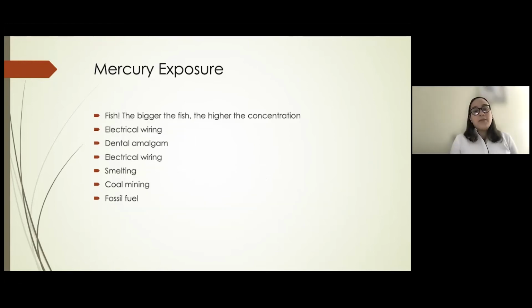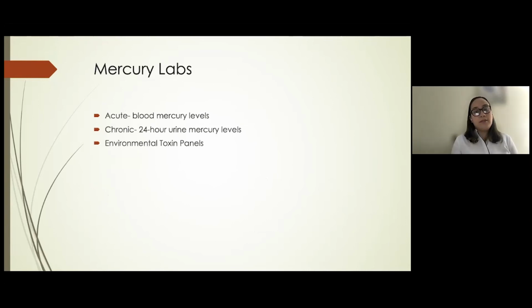Mercury exposure, obviously fish: the bigger the fish, the higher the potential for more mercury in that fish. Electrical wiring, so your electricians, you want to ask, they're probably being exposed, constantly touching the mercury. Dental amalgams, smelting, coal mining, and just overall fossil fuel. So what labs do you want to run?